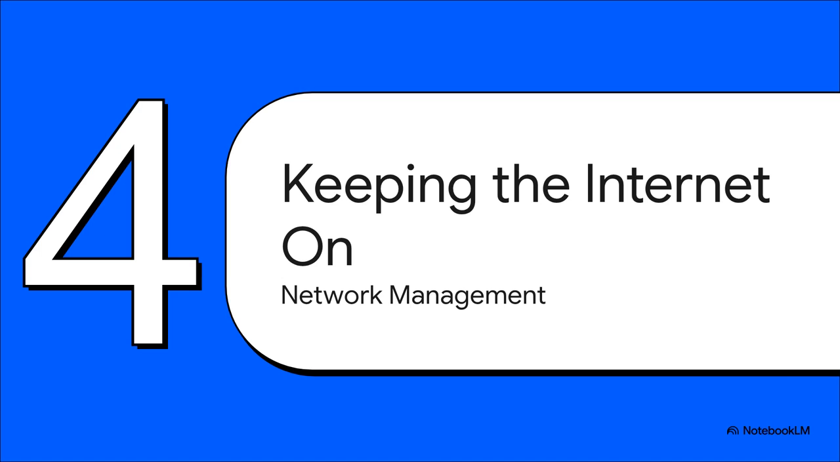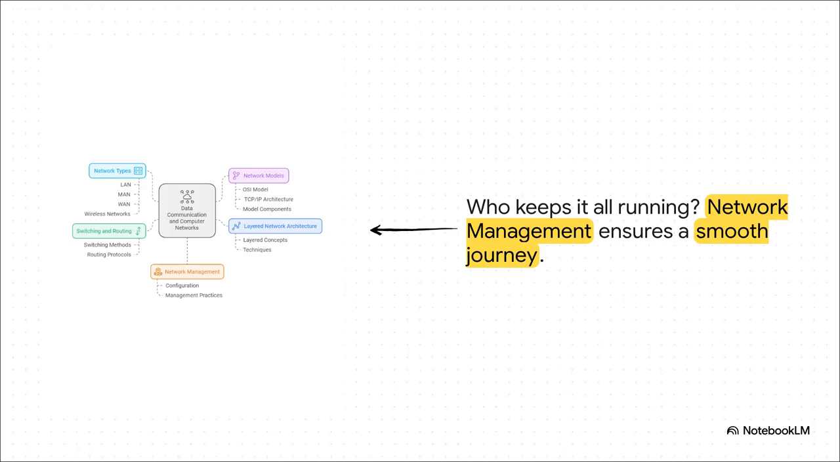Okay, so let's recap. We have the roads, we have the GPS, and we have the traffic laws that everyone follows. But who makes sure the roads stay paved? Who makes sure the signs are clear? And that we don't end up in a massive digital traffic jam? Well, that brings us to our final stop on the map, network management. This is the crucial and often totally invisible work that keeps this entire global system up and running 24/7.